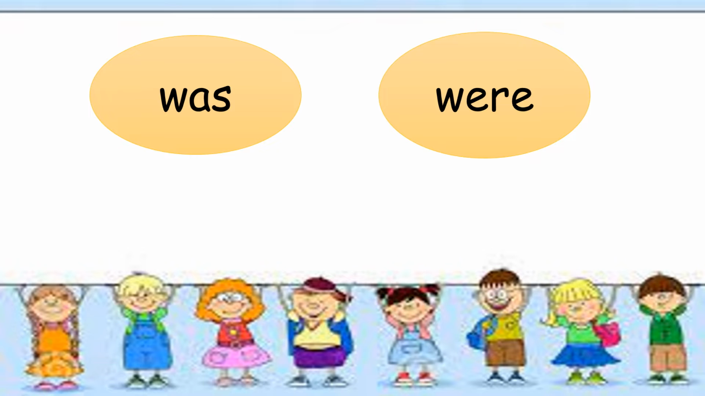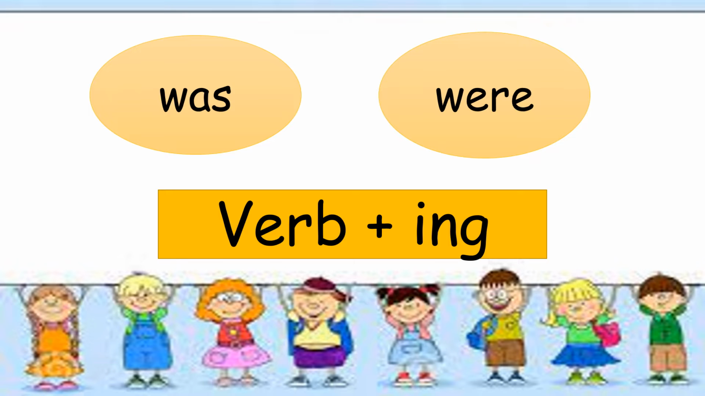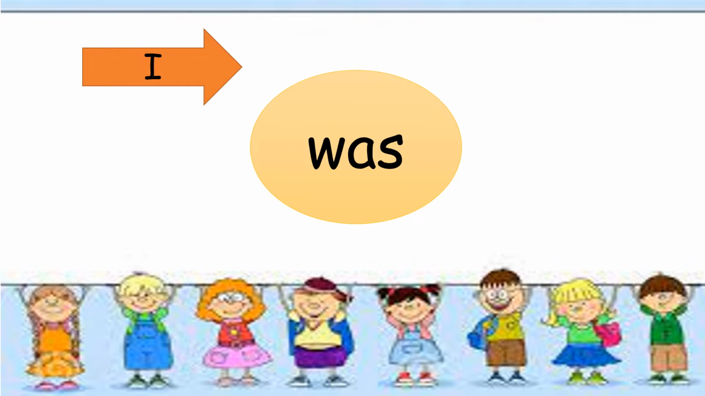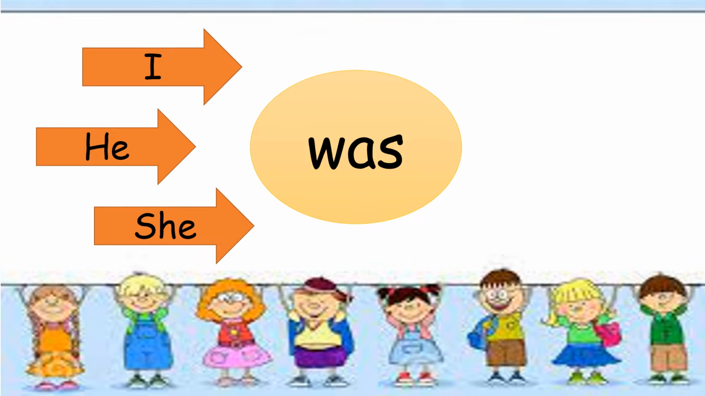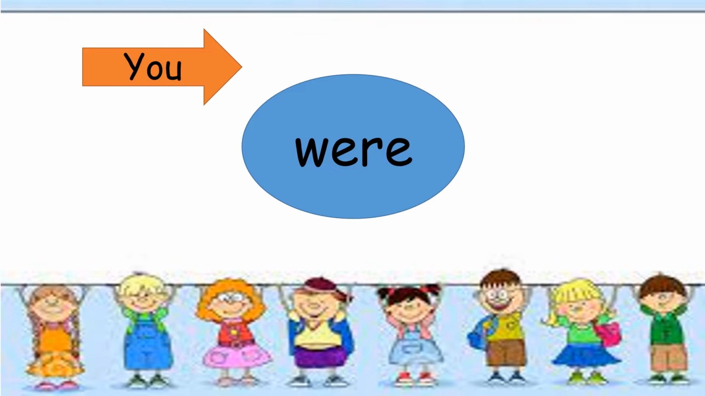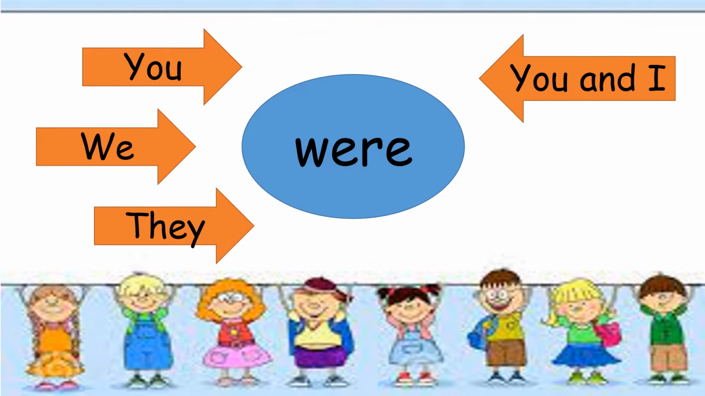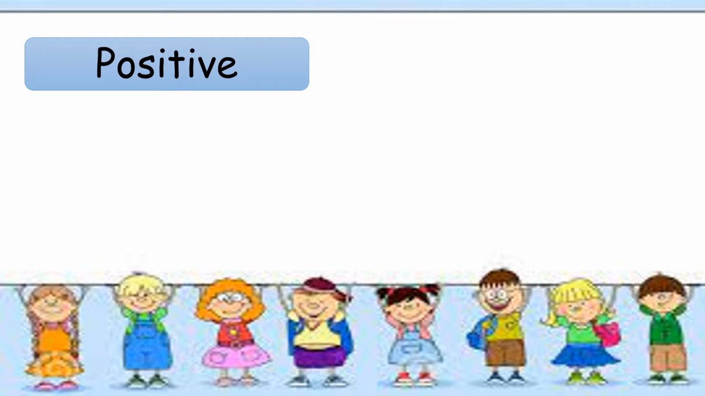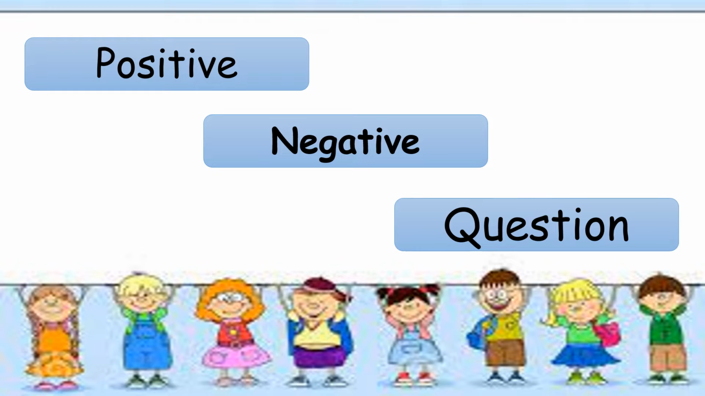Since we are talking about past events, we need to use was, which is the past tense of is, and were, which is the past tense of are, plus verb or action verb with ing. We use was for sentences that begin with I, he, she, it, and singular nouns. And we use were for sentences that begin with you, we, they, you and I, and plural nouns. We use the past continuous tense to form positive or affirmative sentences, negative sentences, and even to form questions.